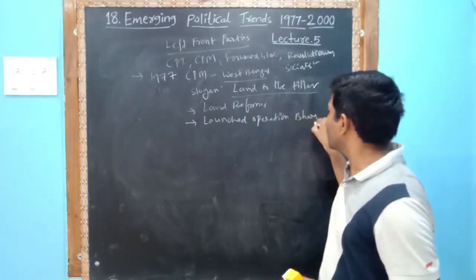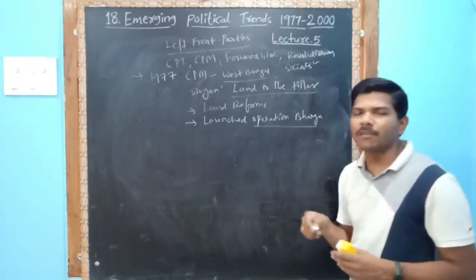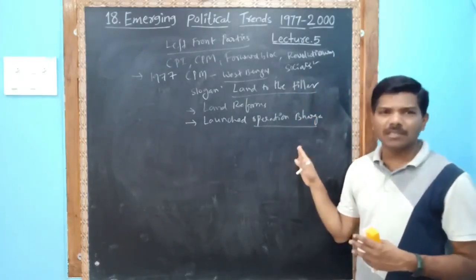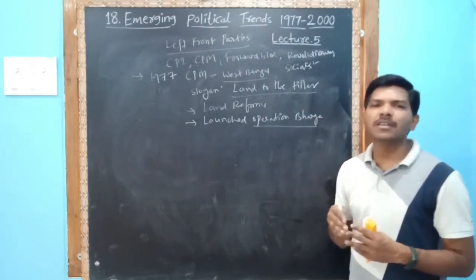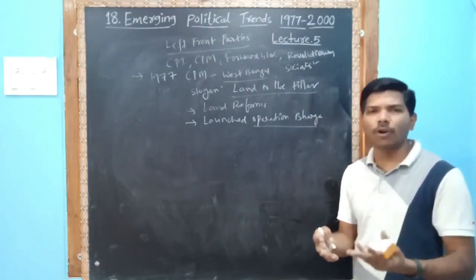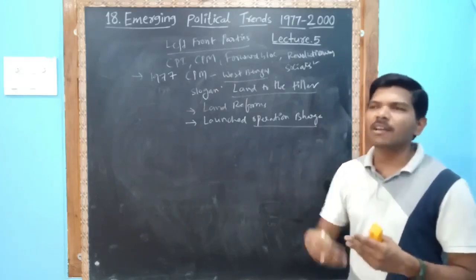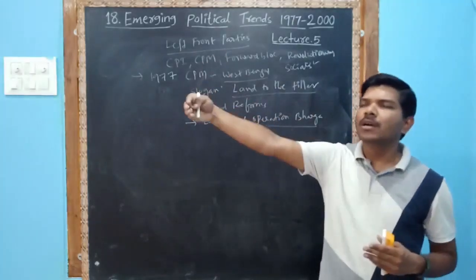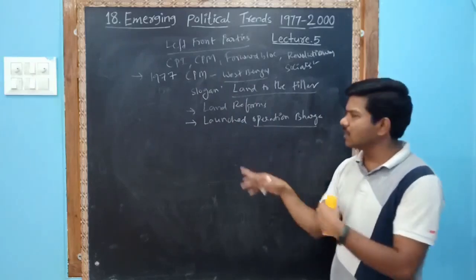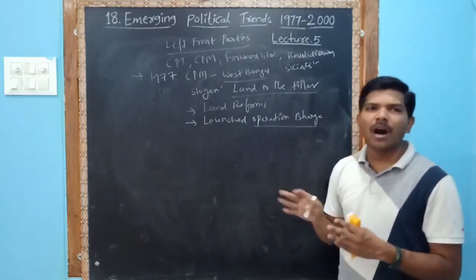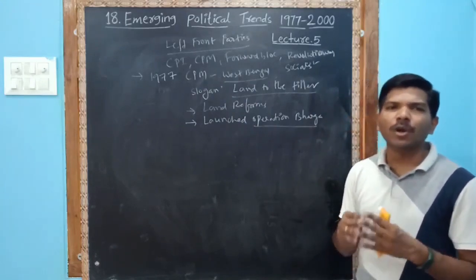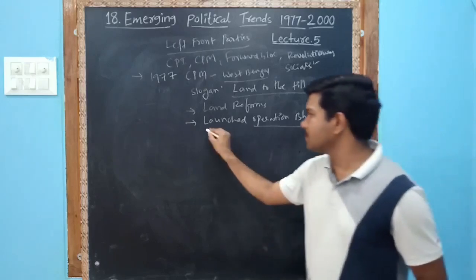Launched Operation Bharga. You know that in our previous lesson we also discussed Operation Bharga. Bargadar means sharecroppers, those who take land on rent for sharecropping purposes. If they take land, they will give 50-50: 50% to the owner, 50% to the sharecropper, those who did the agriculture. So they launched Operation Bharga. What is Operation Bharga? Operation Bharga means to record the names of sharecroppers.